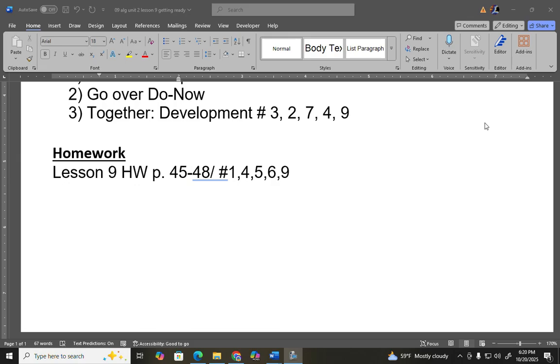Today we are going to do numbers 3, 2, 7, 4, and 9 in that order. Picked it in that order for a reason. And instead of having you do all of your homework, I'm asking you to do numbers 1, 4, 5, 6, and 9. Notice that I want to do 9 in class, but if I don't get to it, I'm giving it to you for homework. And you can do more problems for extra practice, and a list of the answers is posted in your Google Classroom.